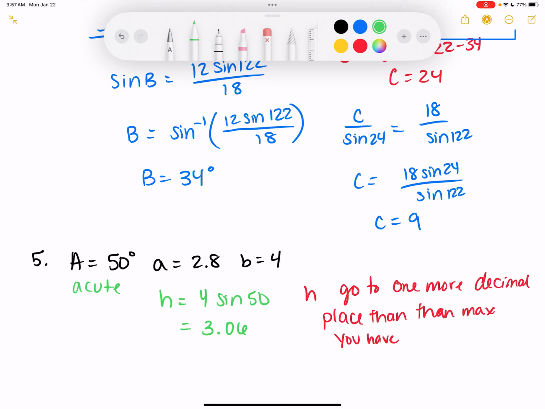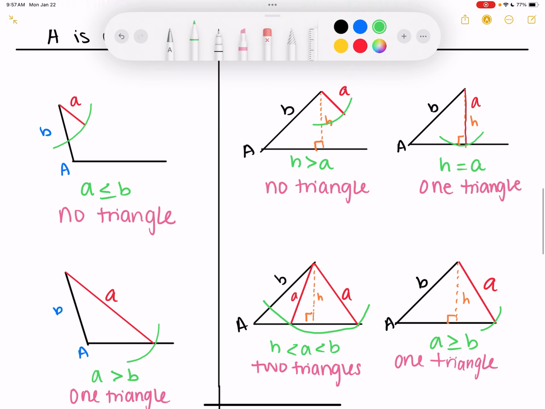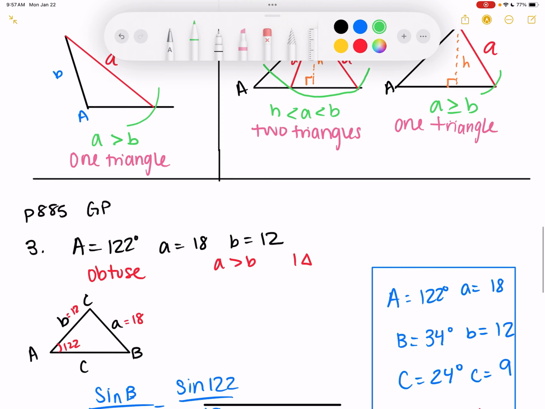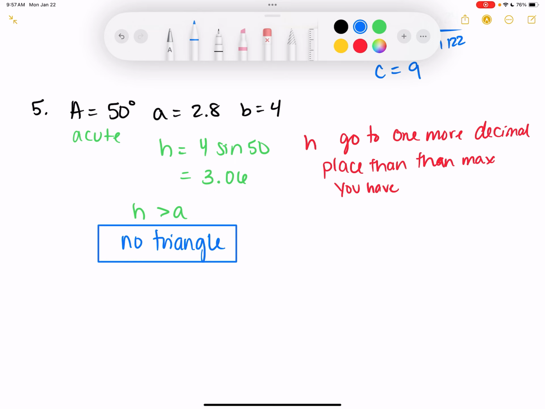So I know I've got A is less than B, so let's see if that's relevant. A is less than B, but H was not less than A. So I'm looking, is H equal to A or is H greater than A? So H is 3.06, A is 2.8. So H is greater than A. So that means no triangle. And you would be done at that point once you've shown that.